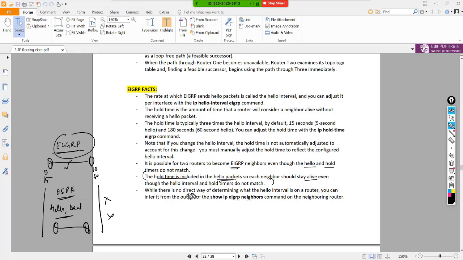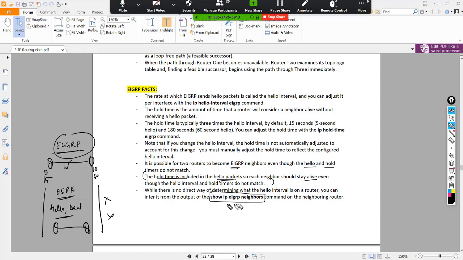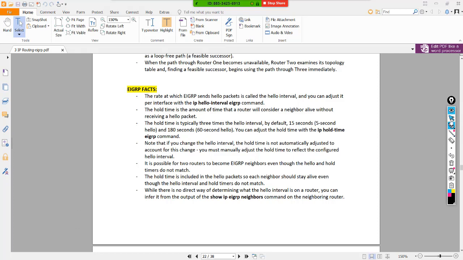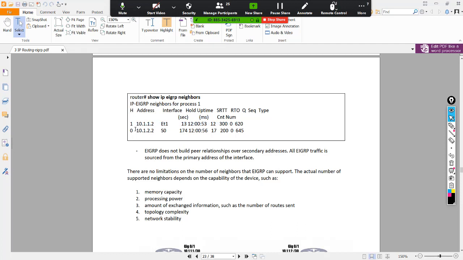While there is no direct way of determining what the hello interval is on the router, you can infer it from the output. It's just a command where you can see the timers. If you use the show ip eigrp neighbors command, you can see the timers configured inside your router. There is no other way to see the timer. This is the command which will show you the timers: show ip eigrp neighbors. This is the table that you get when you run this CLI command. These are the two neighbors over here.